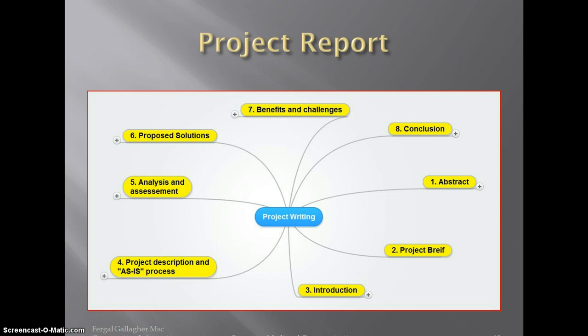Now, the project report that I will be producing at the end of the project is going to be structured as follows. So we'll start off with the abstract, the project brief, a brief introduction, the project description and the as-is process of how things work. The analysis and assessment will cover how we'd like to change these, and then proposed solutions, what the benefits are and the challenges, and finally a conclusion.